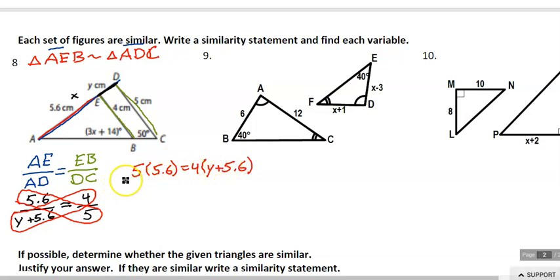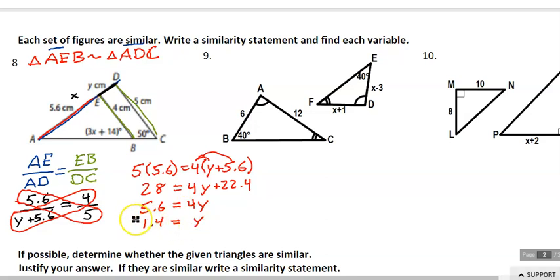So just distribute and solve here. So 5 times 5.6 will equal 28. Equals 28, and this will equal 4y, and 4 times 5.6 will be 22.4, just by distributing. Then we can subtract 22.4 from 28, and we'll get 5.6, and then divide that by 4, and that will equal 1.4. There we go. So this value right here equals 1.4, and looking at the picture, that does seem reasonable.